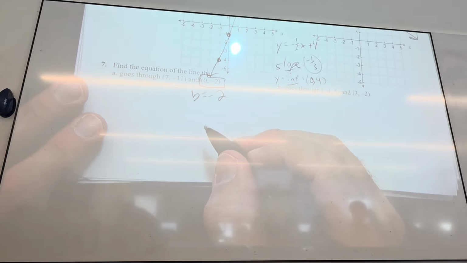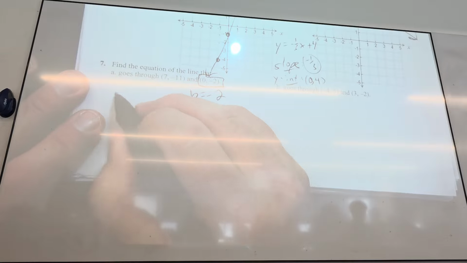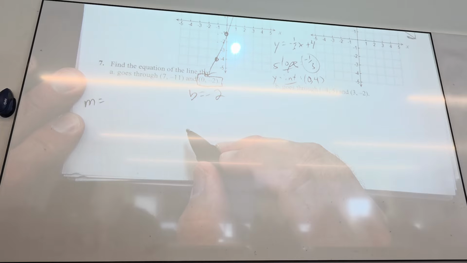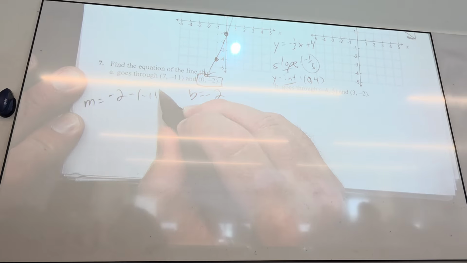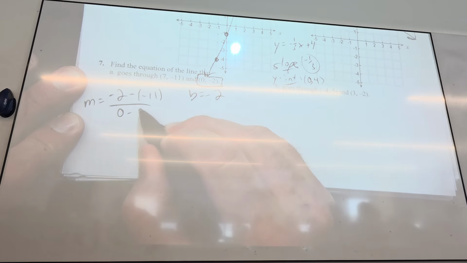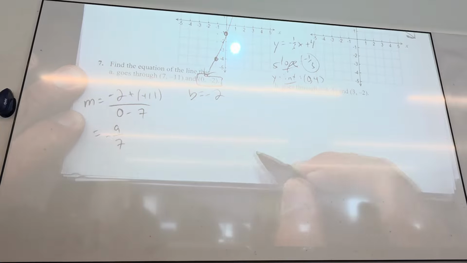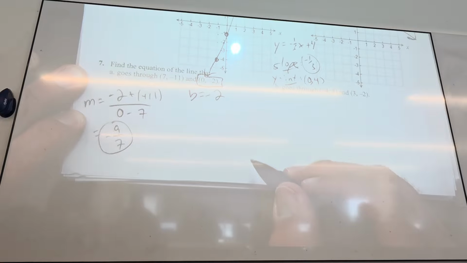What's the other thing I need? Slope. How do we get it? y2 minus y1. So if I do negative 2 minus negative 11 over 0 minus 7, I'll do it the hard way. Negative 2 plus 11 over 0 minus 7. So we get negative 9 sevenths, yes?